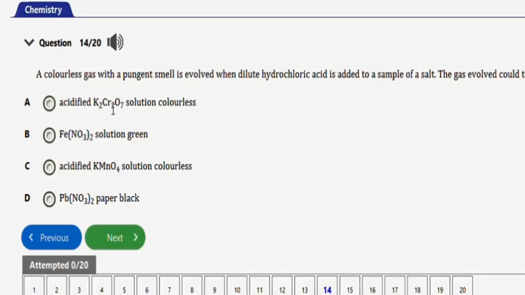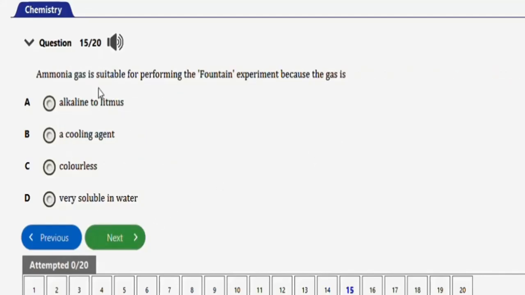potassium chromate(VI) solution colorless. No, it's not option B. It will be option C. It will turn acidified potassium manganate(VII) solution colorless. Okay, so that's the right option, option C. Okay, next question is this one. Ammonia gas is suitable for performing the fountain experiment because the gas is very soluble in water. And you guys take note of this particular question, very important.